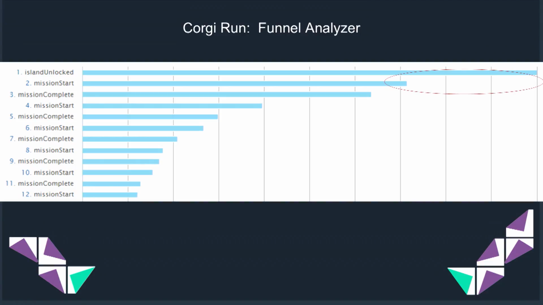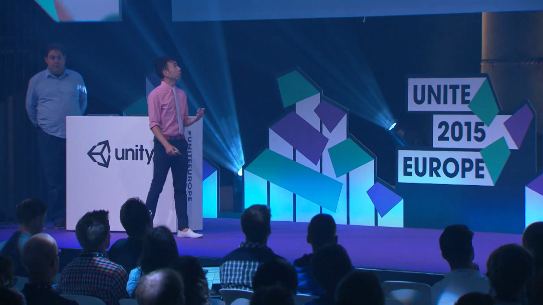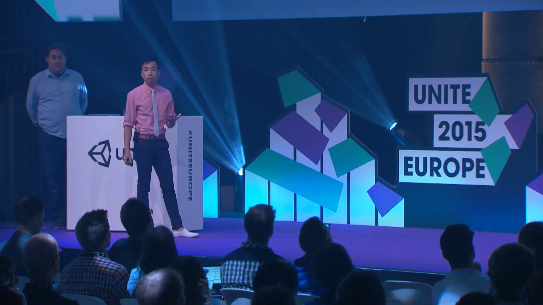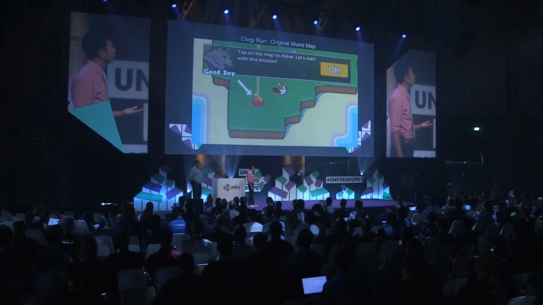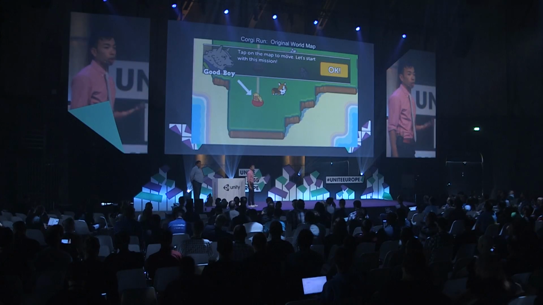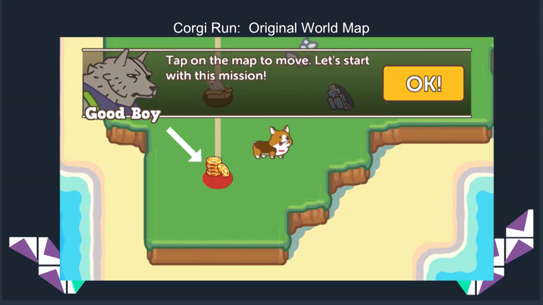And as you can see, there's a pretty big drop off between the first two funnel steps, between step one and step two. So with this insight, the Corcoran team decided to really drill down and see what was going on and see if they could figure out why these people were dropping off. And so this is a screenshot showing you the world map. Now, this is the very first scene that a player gets dropped off on. This is the first scene that a player plays, and being on this scene triggers the first funnel step. The next funnel step is triggered when the player taps on those gold coins.